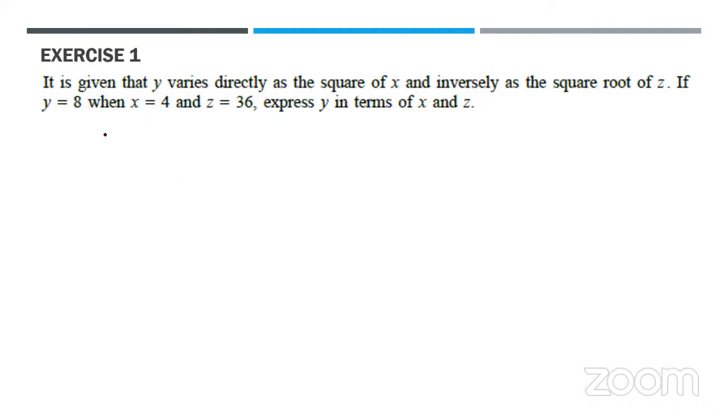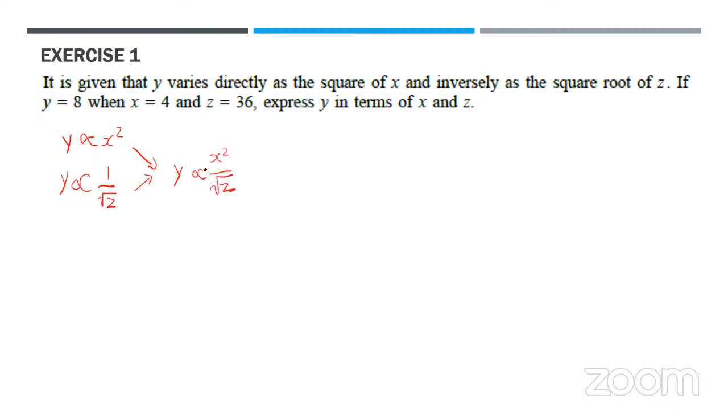So let's look at this from a strategic standpoint. y varies directly as the square of x. And y varies inversely as the square root of z. So we can write that as this. When you combine these two, combined variation, y varies like this.